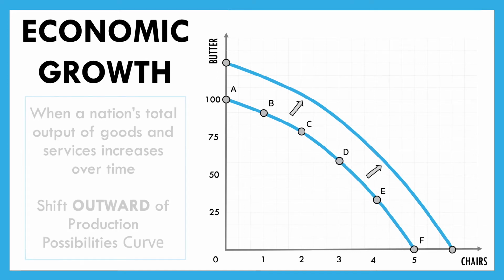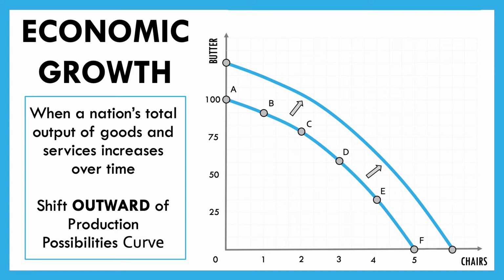So economic growth, just a quick definition, is just whenever a nation's total output of goods and services increases over time. If you think about it, like think about the United States. The United States today can produce so much more than we could have 50 years ago, 100 years ago, 200 years ago. Why? Well, because our economy has grown. The total output of goods and services that we can make over time has increased.